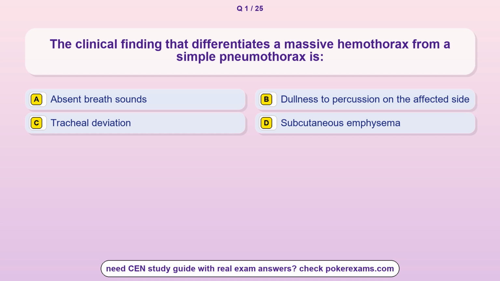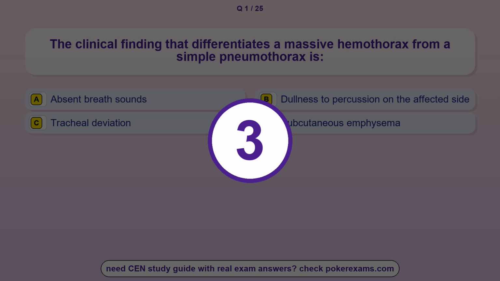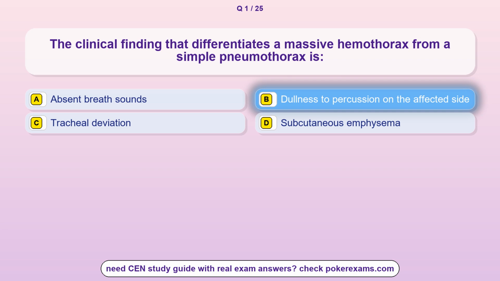Question 1. The clinical finding that differentiates a massive hemothorax from a simple pneumothorax is: Option A, absent breath sounds. Option B, a dullness to percussion on the affected side. Option C, a tracheal deviation. Option D, subcutaneous emphysema. The correct answer is option B, dullness to percussion on the affected side.